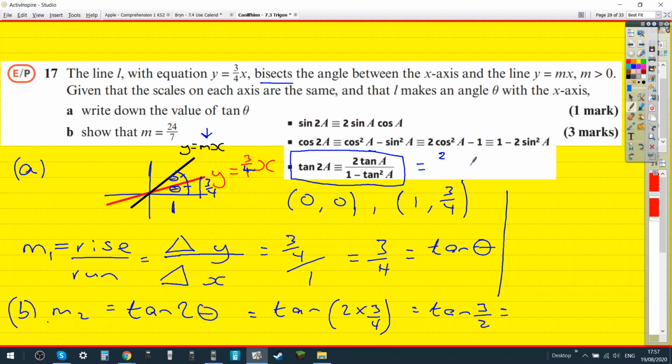Wait, so 2A and we have 2 theta. So 2 tan theta. No, tan theta is 3 over 4. Oh, so 2 times 3 over 4, over 1 minus 3 over 4 squared. Yep.